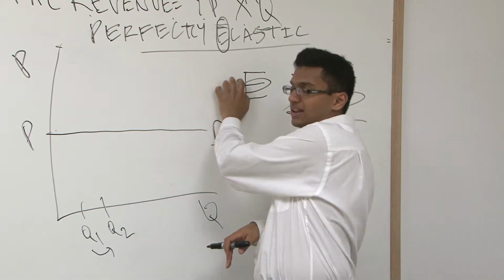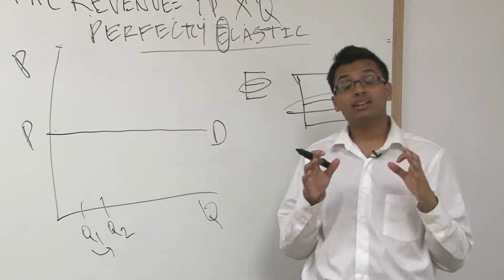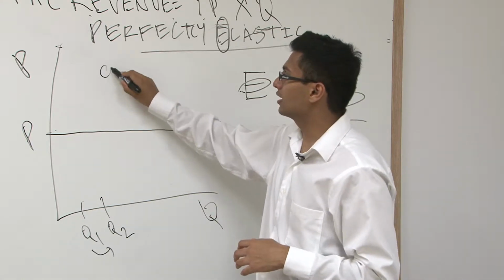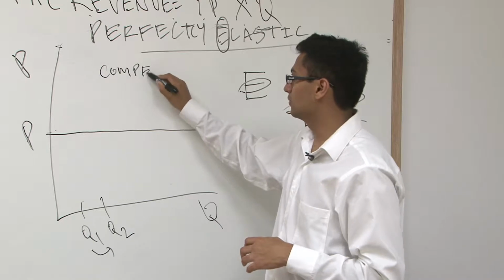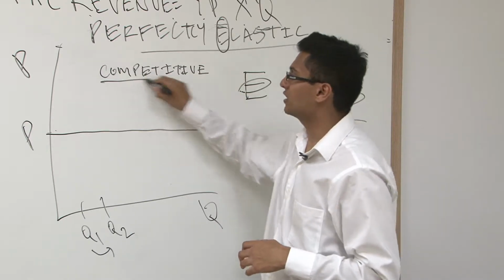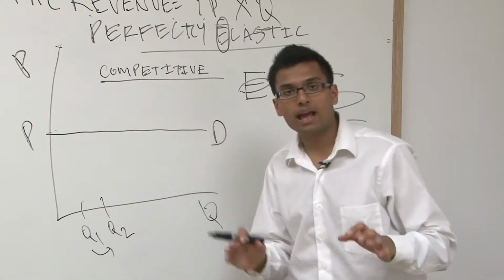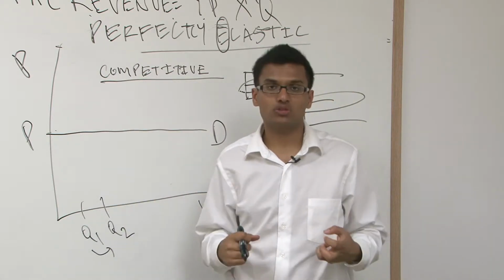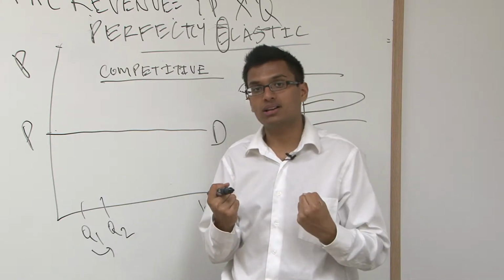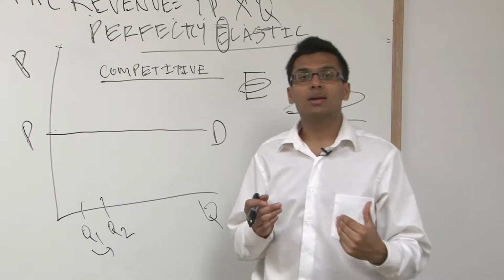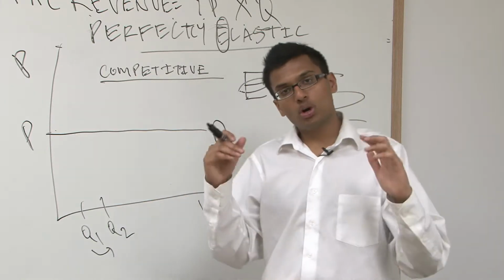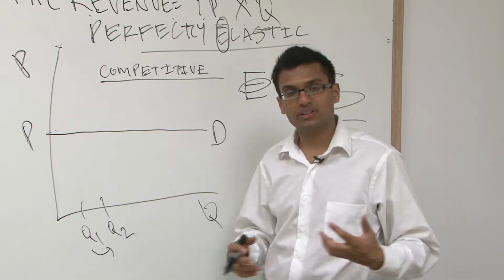Now, a perfectly elastic graph, okay, where does it lie? It lies in a perfectly competitive market, okay? And we talked about competitive markets, right? In perfectly competitive markets, firms are price takers, right? Remember that concept we talked about a little bit before? We said price takers are price takers because the price is dictated by all of the firms rather than one particular firm, right?